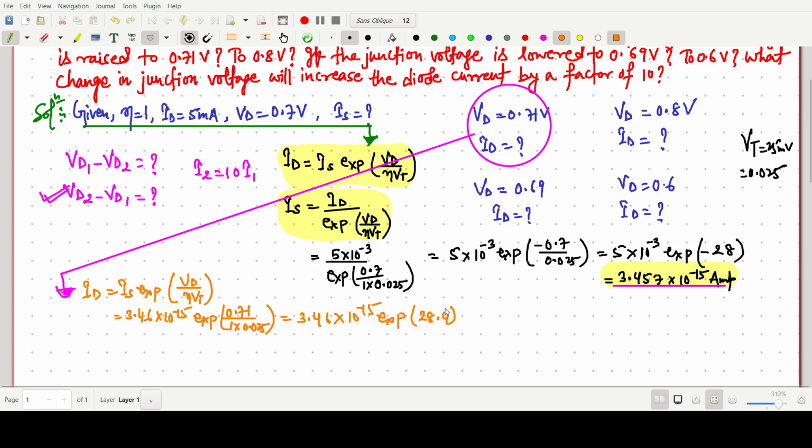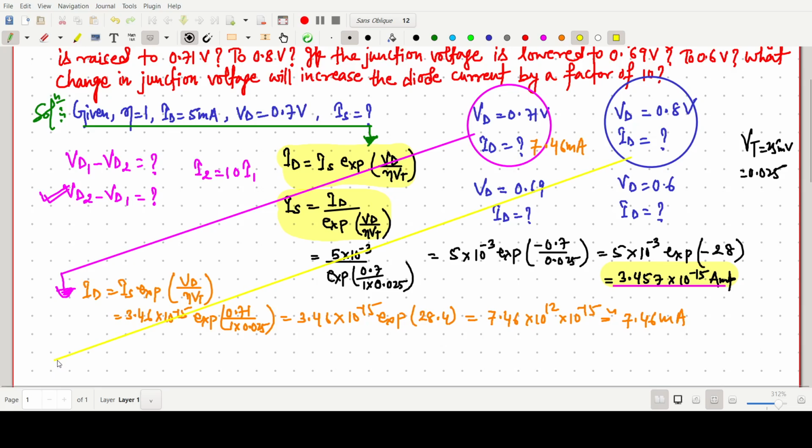Okay, so if we solve this one, finally what we will get is 7.46 into 10 to the power 12 into 10 to the power minus 15, so it is nearly 7.46 milliampere. Simple calculation is there, so ID will be around 7.46 milliampere. Okay, so this one is one part of the question. Now the second part for this one.